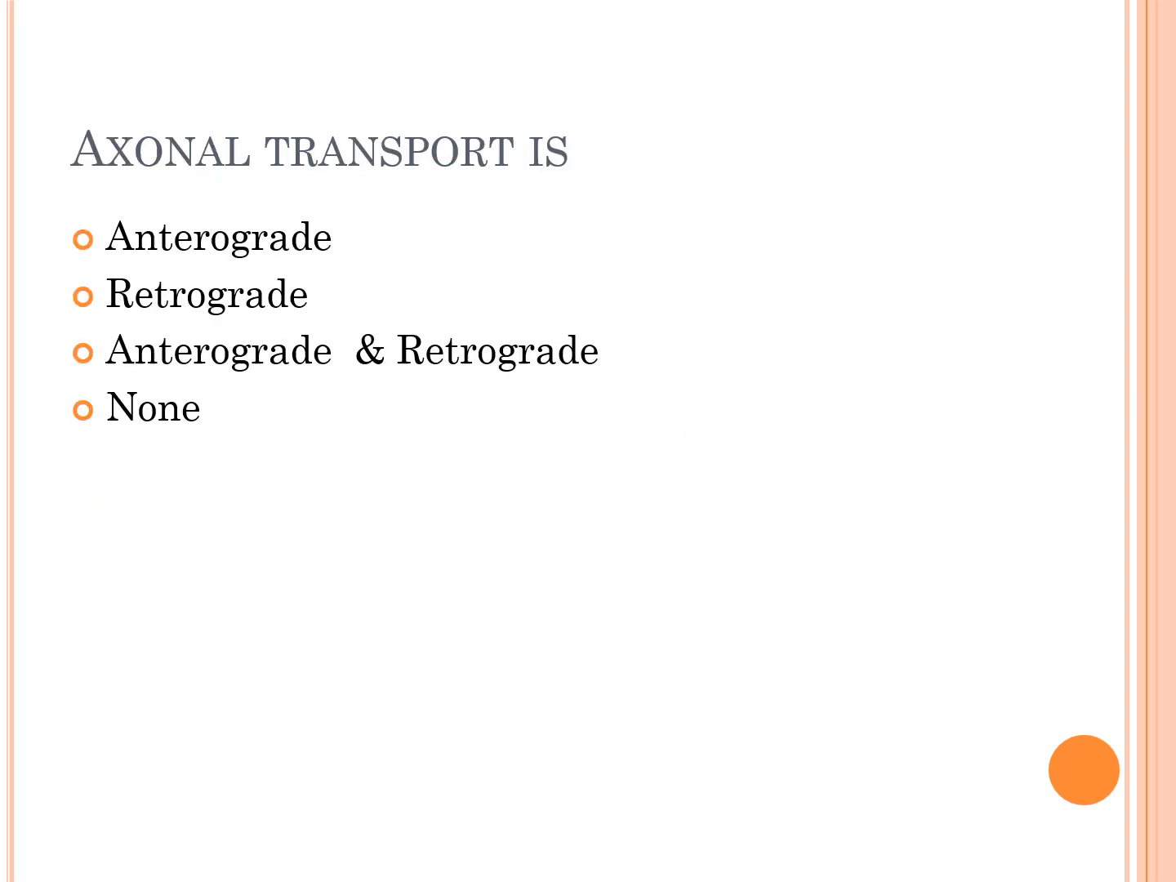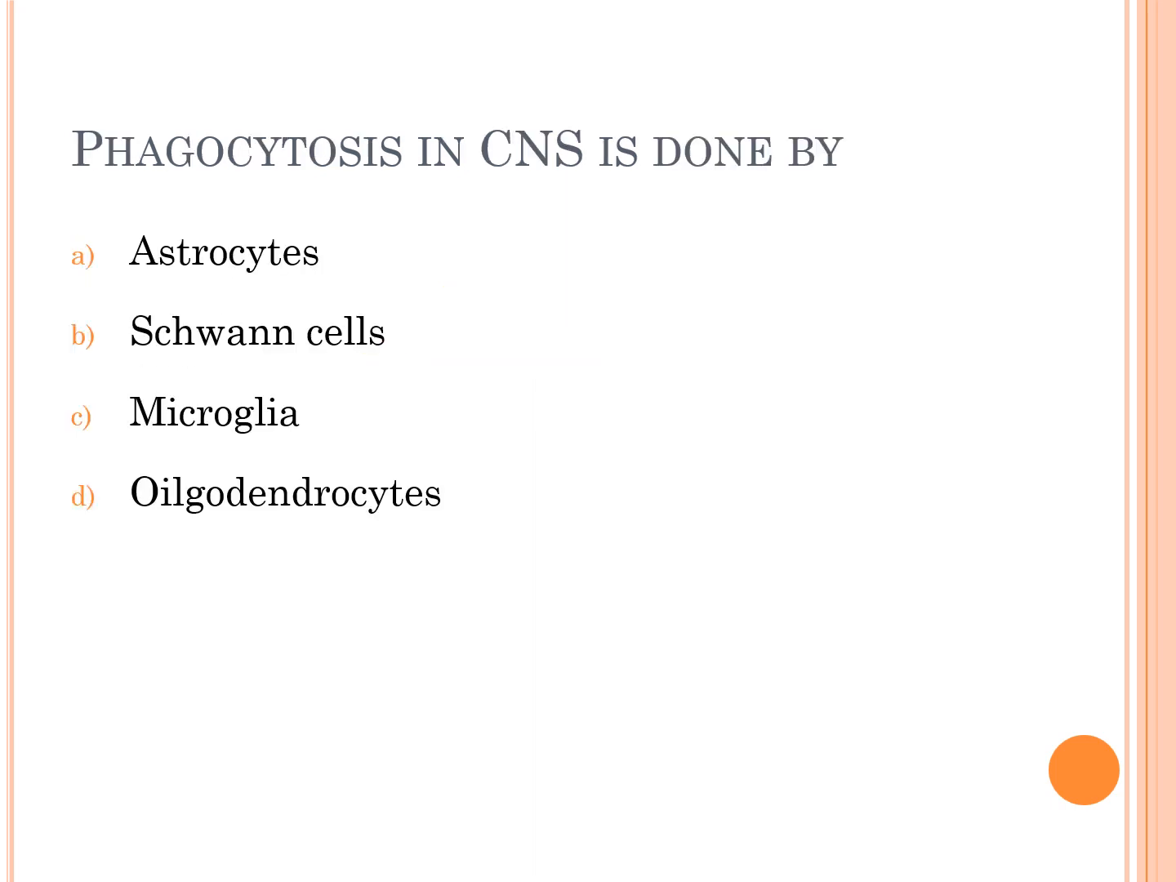Axonal transport is anterograde, retrograde, both anterograde and retrograde, or none? Axonal transport can be both anterograde and retrograde. Phagocytosis in the CNS is done by microglial cells. Astrocytes, Schwann cells and oligodendrocytes are all macroglial cells. So microglial cells are the phagocytic cells in the central nervous system.